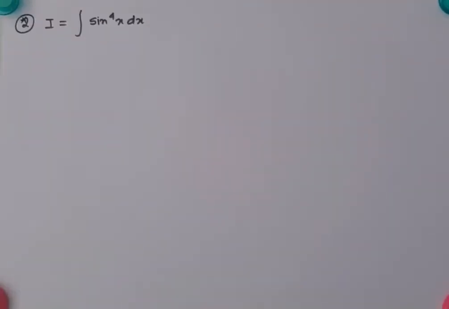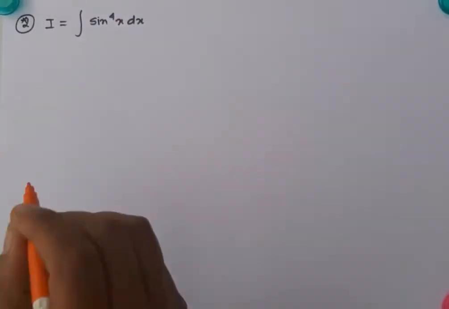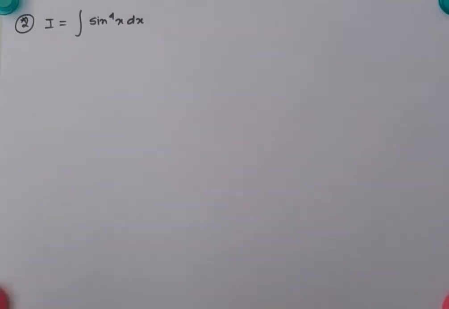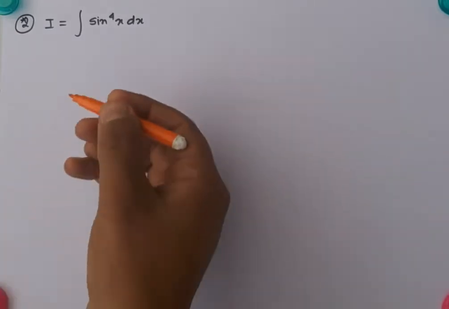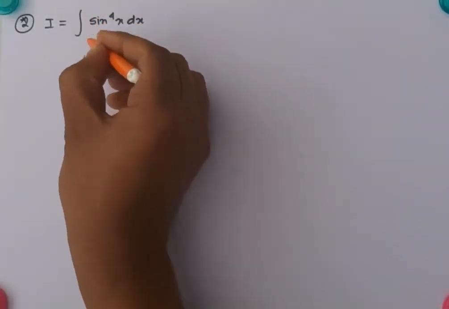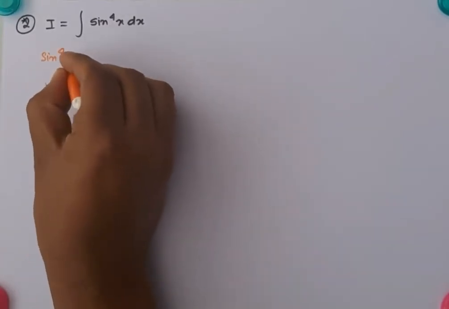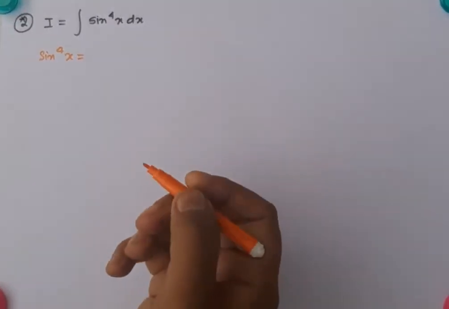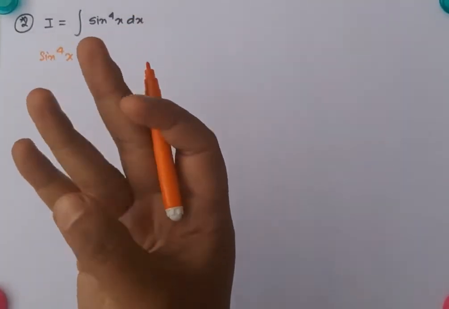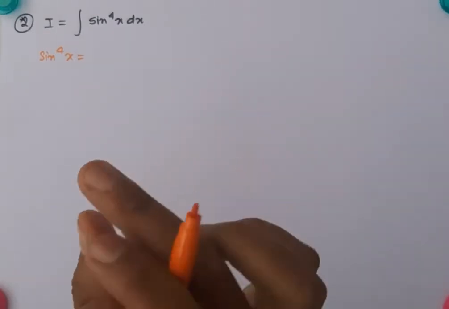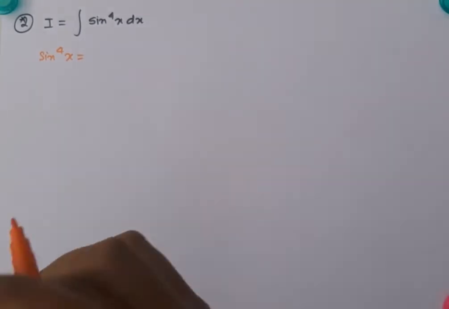Here we have the power of sine to be even. If you look at the rule, it says to express the integrand in terms of multiple angles. All of you know that the integrand is this, isn't it? So you need to express this sine to the power 4x in terms of multiple angles. Multiple angles means we have sine 2 theta, sine 3 theta. 2 theta, 3 theta, all these are called multiple angles.